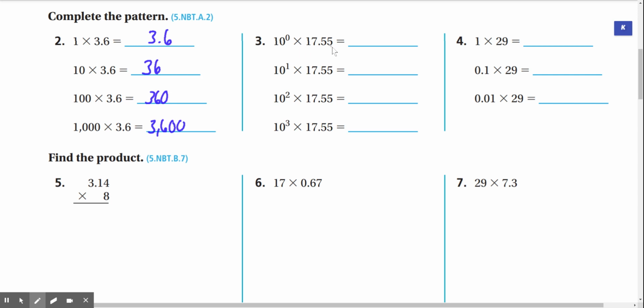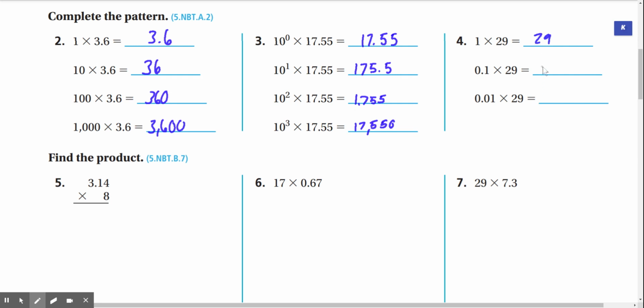Number 3, 10 to the power 0 times 17.55. Well, 10 to the power 0 is just 1. That's going to be 17.55. 10 to the power of 1, that's just 10, times 17.55. That's going to be 175.5. 10 to the power 2 times 17.55, that's going to be 1,755. 10 to the power 3 times 17.55, that's going to be 17,550. Like that.